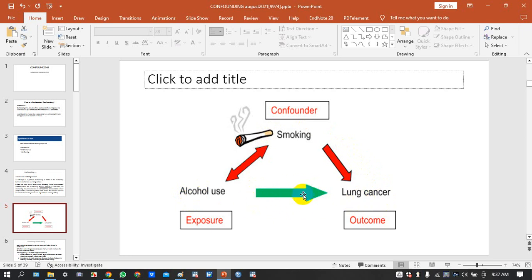This green arrow is the causal pathway. The confounder does not have any effect here. But it will come and gossip to alcohol use and come and gossip to lung cancer, and spoil their mind and give wrong results.